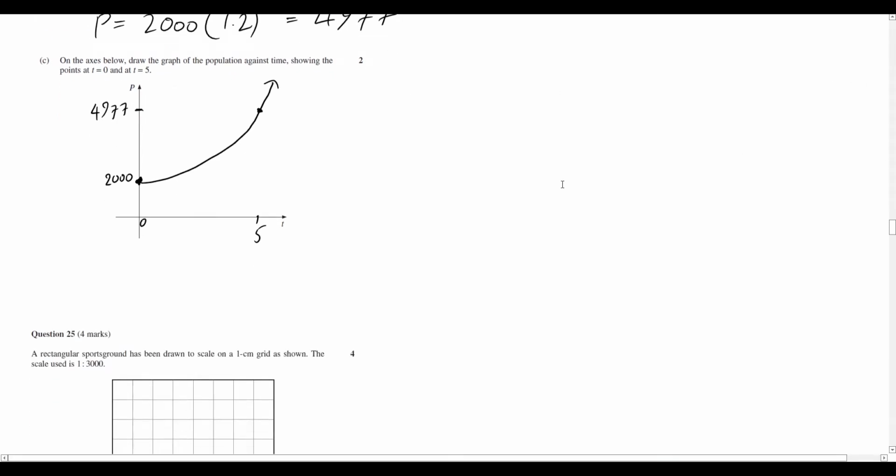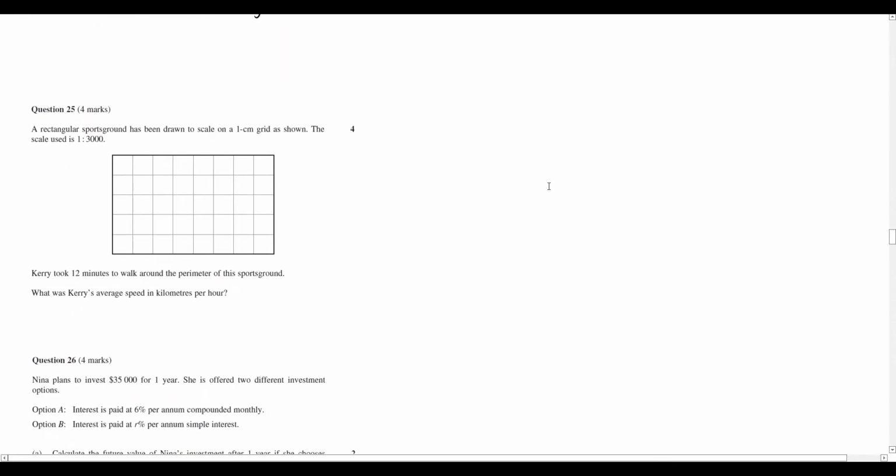All right, moving on. Question 25. A rectangular sports ground has been drawn to scale on a 1 centimeter grid as shown. The scale used is 1 to 3,000. Alright, so Kerry took 12 minutes to walk around the perimeter of this sports ground. So what was Kerry's average speed in kilometers per hour?